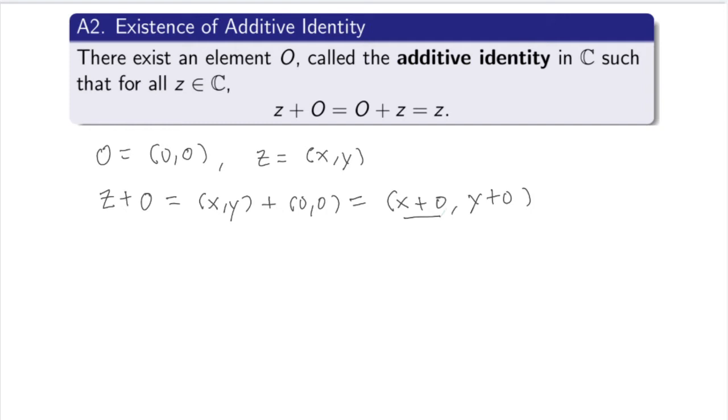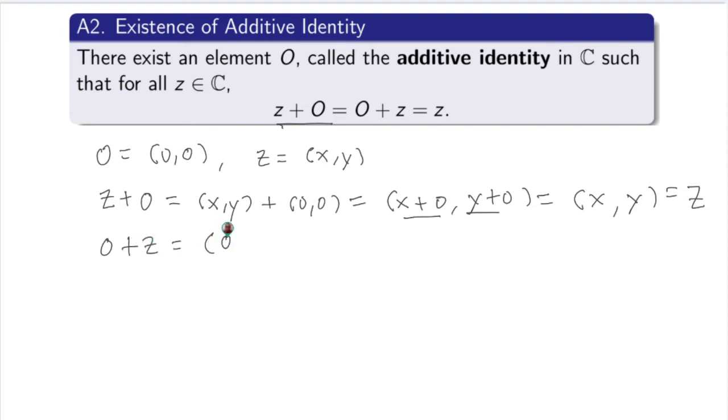But 0 is the additive identity in the set of real numbers, meaning x plus 0 is equal to simply x. Similarly, y plus 0, again 0 being the additive identity in the set of real numbers, is simply y. So x, y is simply the complex number C. So we were able to show that C plus O is the same as C, where O is the complex number 0, 0.